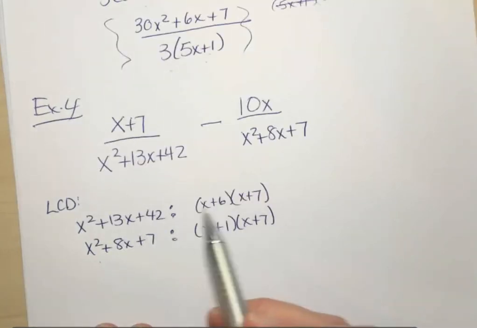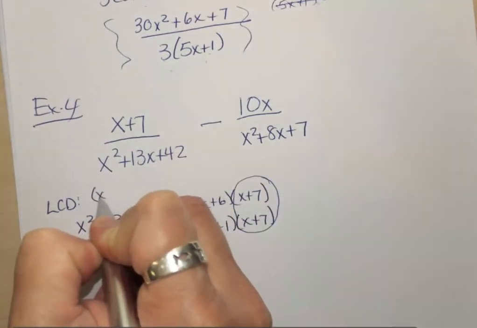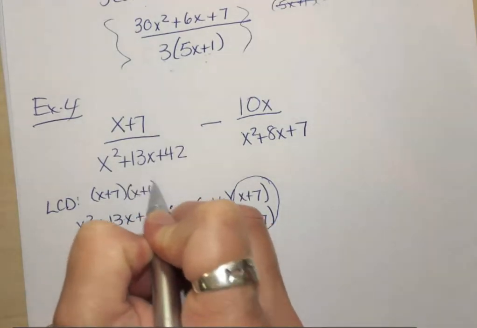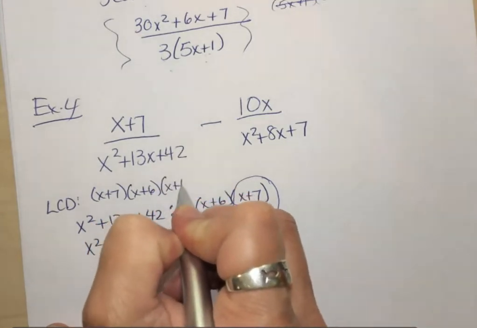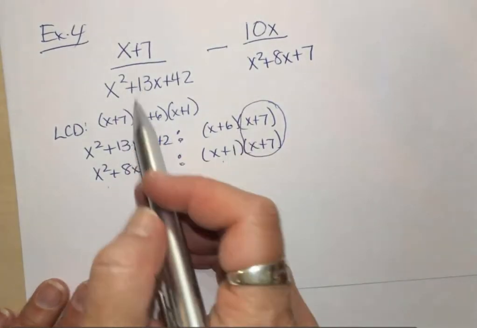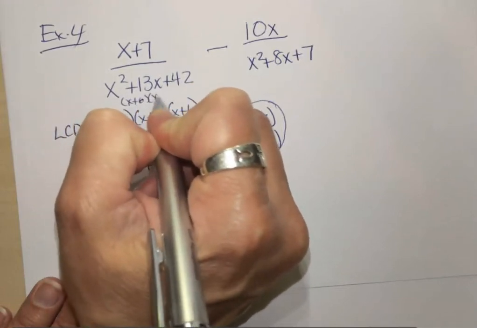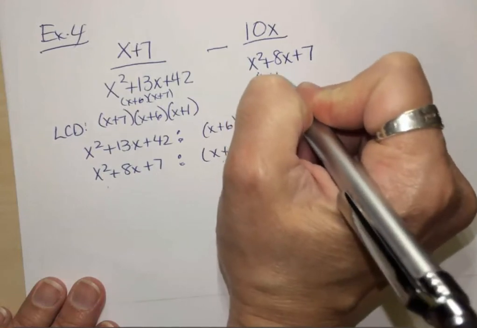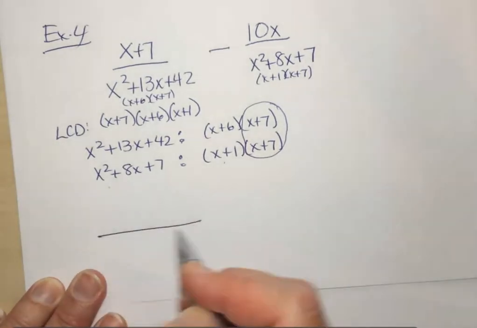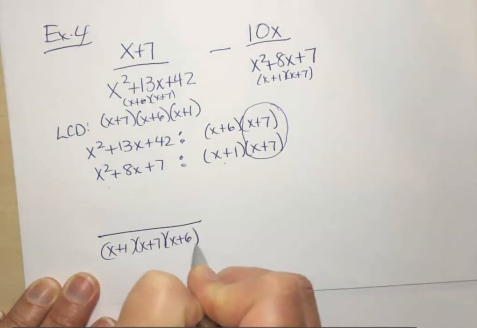All right, so I've listed my factors. My GCF in this case is x plus 7, so I need one x plus 7. And what am I missing? I'm missing an x plus 6, and I'm missing an x plus 1. So that is my least common denominator. So now we need to rewrite these. So this guy was x plus 6 times x plus 7, and this one was x plus 1 times x plus 7. Writing those there helps me see what I'm missing. So my denominator is x plus 1, x plus 7, x plus 6.